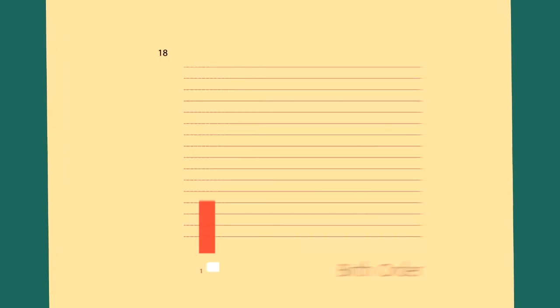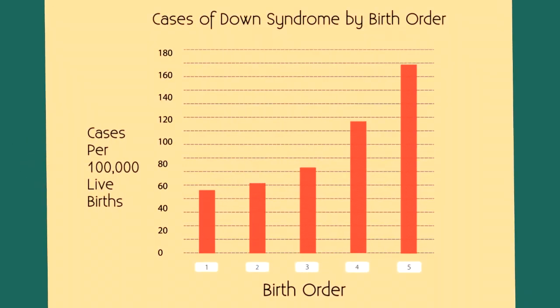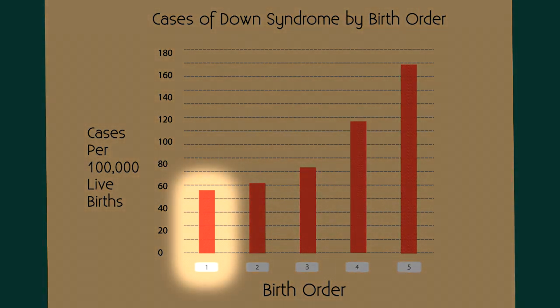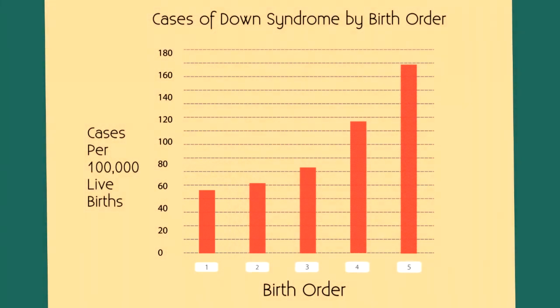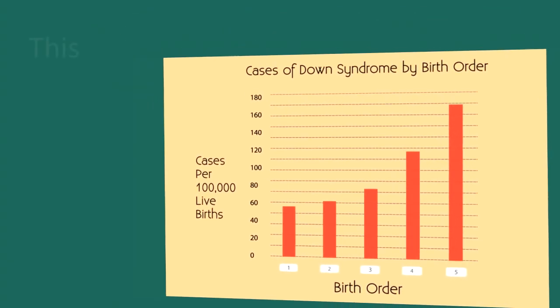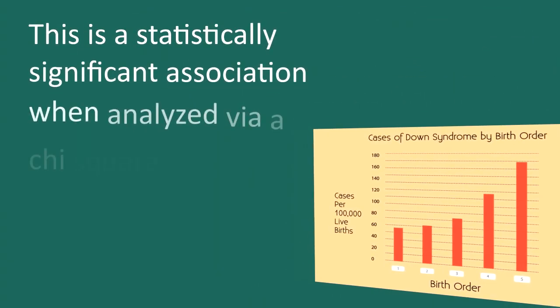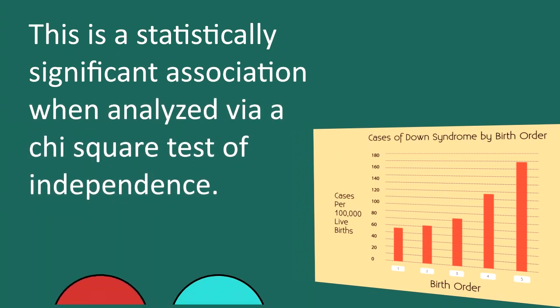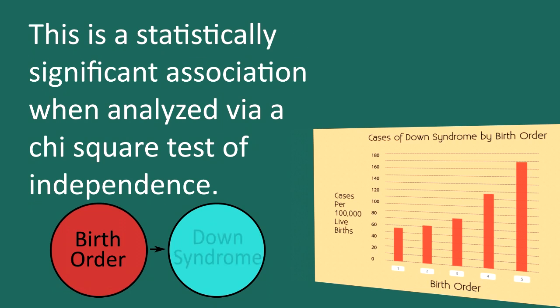For example, here's a graphical association between birth order and number of cases of Down syndrome per 100,000 live births. As you can see, it looks like a linear association where the firstborn in a family has the lowest likelihood of having Down syndrome. With later birth order, up to a fifth-born child, there's increased risk of being born with Down syndrome. This is a statistically significant association when analyzed via a chi-square test of independence, with birth order as the categorical explanatory variable and the presence or absence of Down syndrome as the two-level categorical response variable.